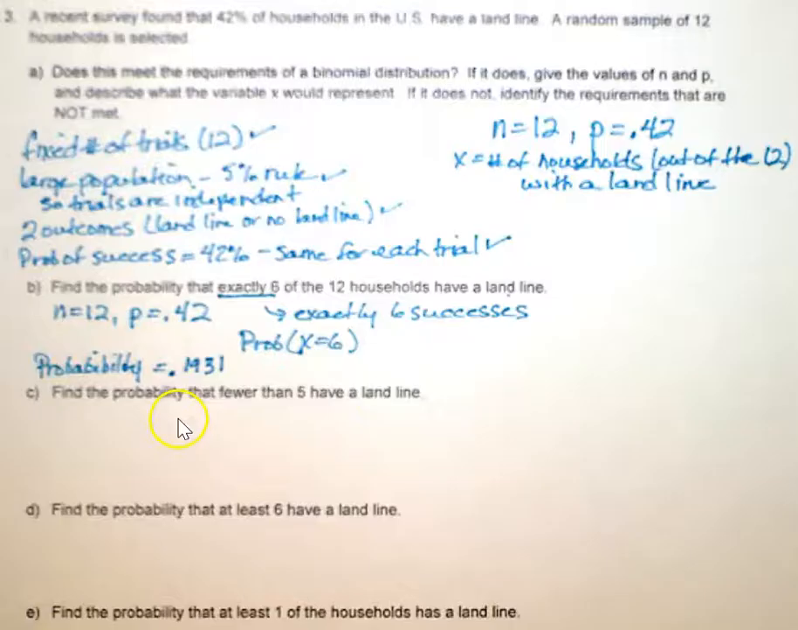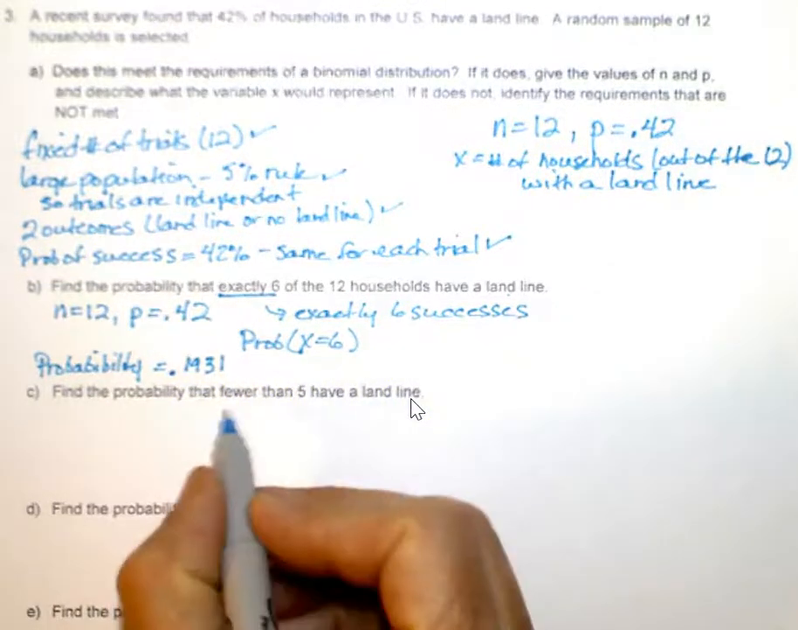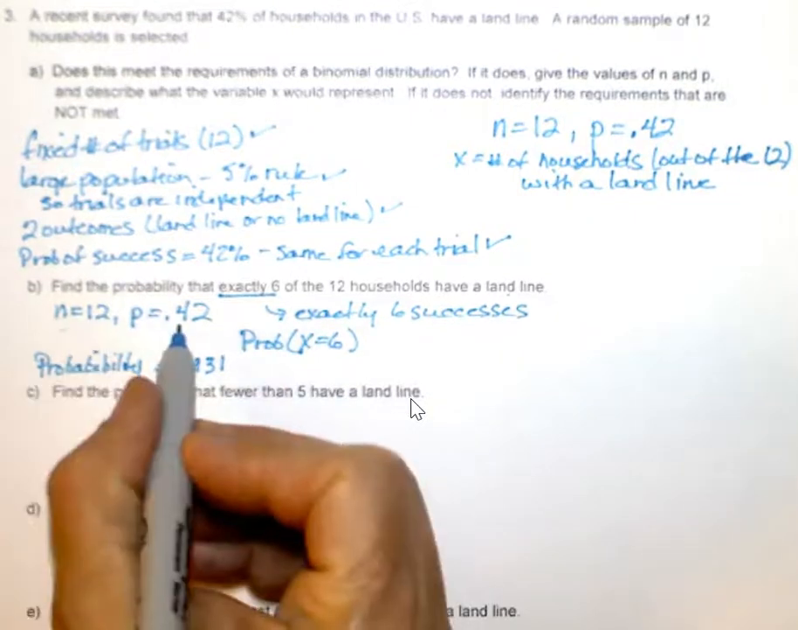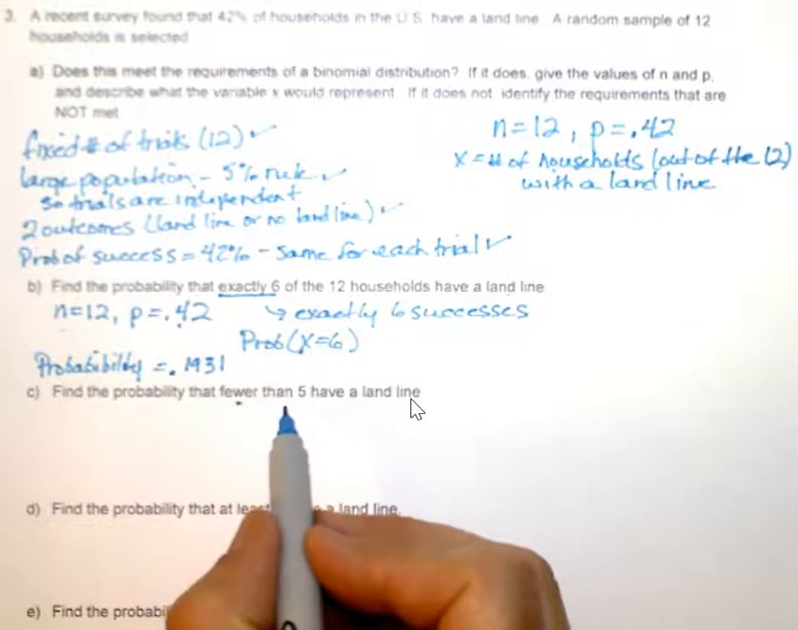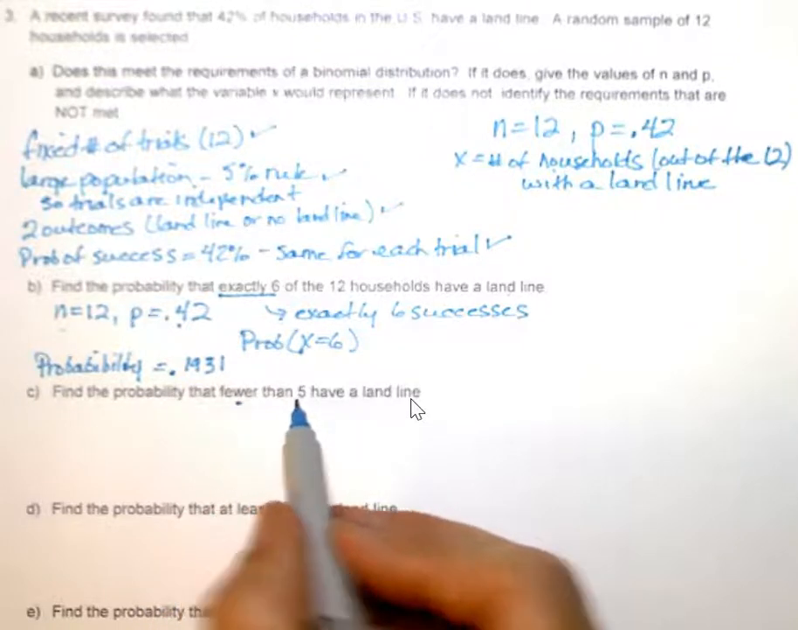For the next question, we want to find the probability that fewer than 5 of the households out of the 12 have a landline. We're still going to use the same n and p, but we have to figure out which numbers exactly out of the sample space that this would include.